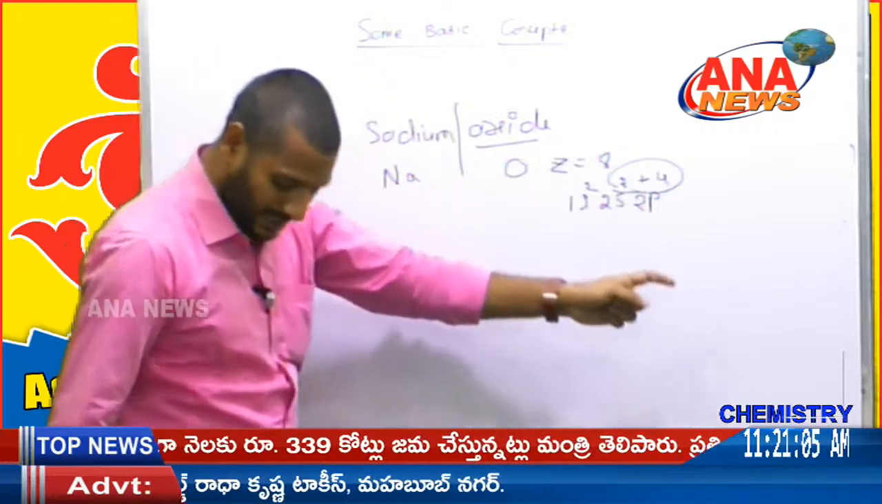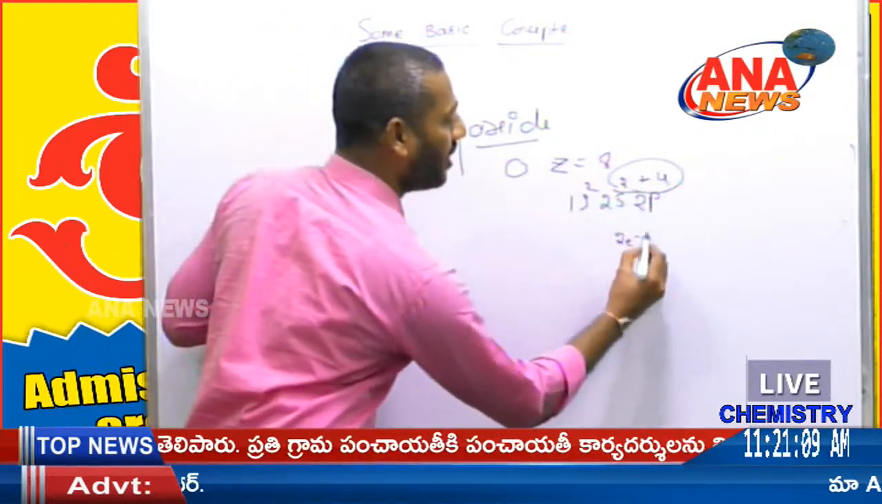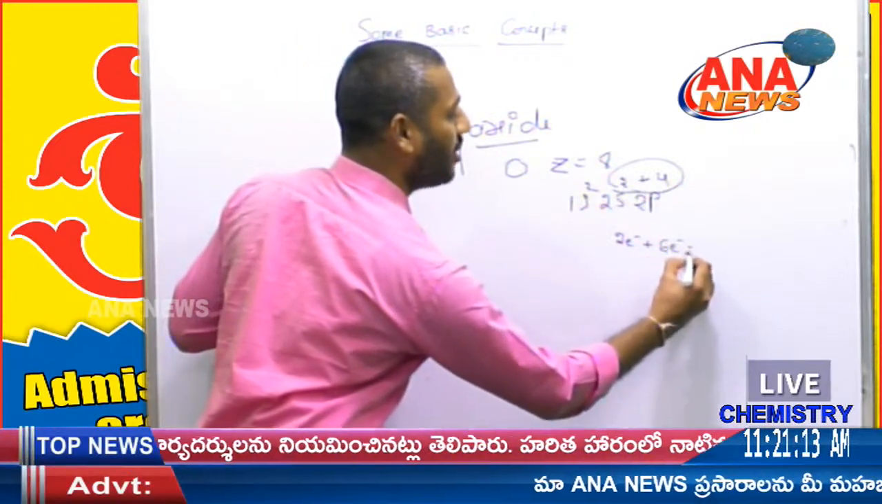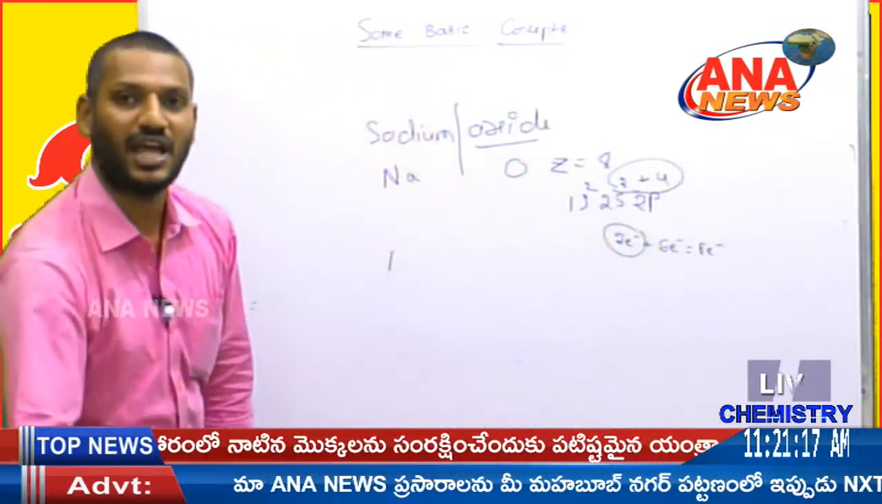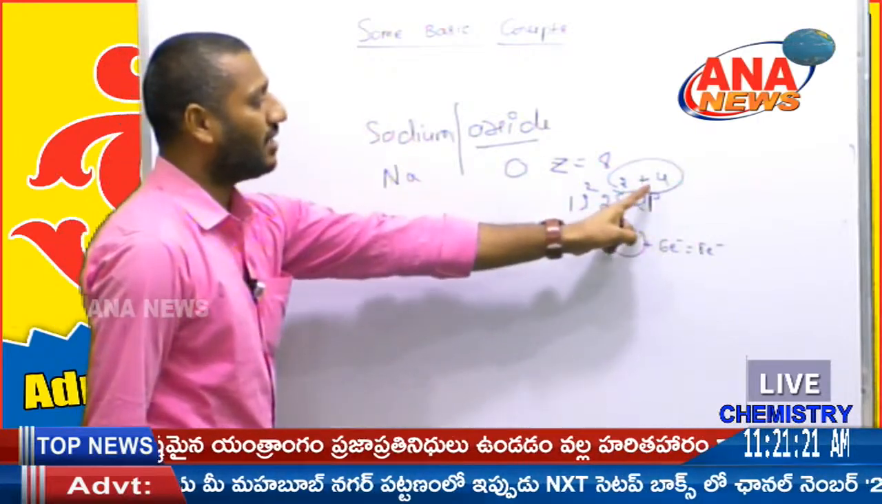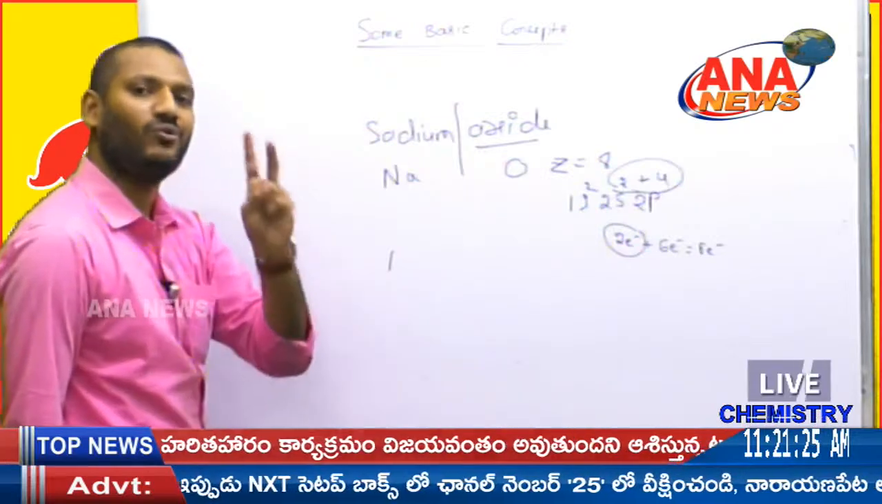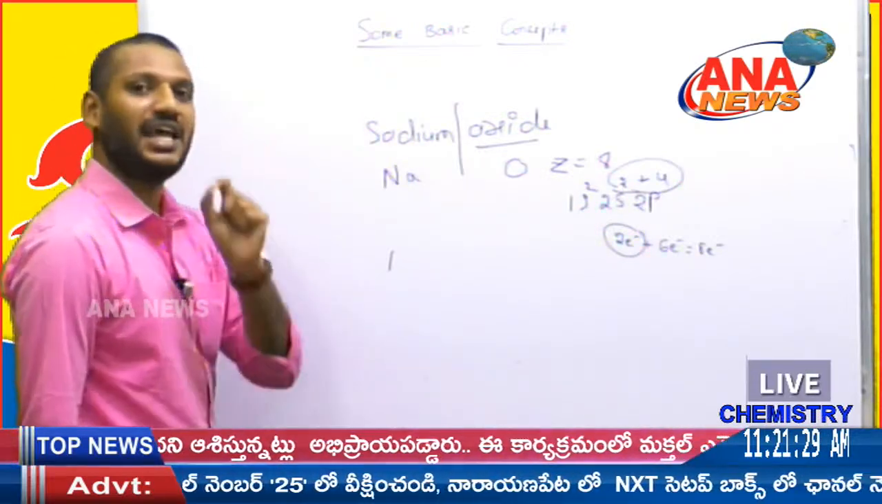Oxygen already has 6 electrons, so it gains 2 electrons to attain stability, making a total of 8 electrons. Those 2 electrons exist as the valency. Because oxygen has 6 electrons in its outermost orbit, how many electrons are remaining? Only 2. That 2 is the valency.